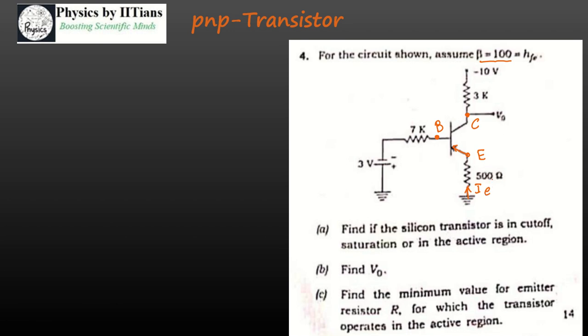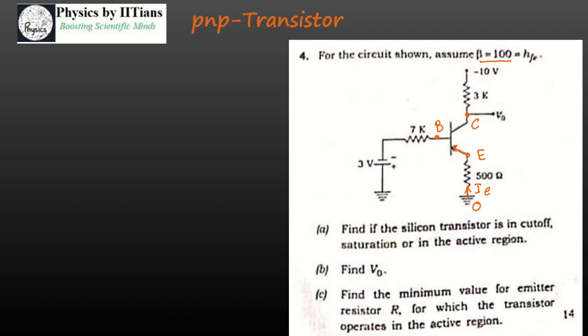And in this case, the emitter resistance is given as 500 ohms. And also the base resistance is 7 kilo ohms. And there is a base biasing voltage of 3 volts. Here we have a V0 output potential, and the resistance at the collector junction is 3 kilo ohms, and it also has a biasing of negative 10 volts. And here we have a grounding at the emitter.